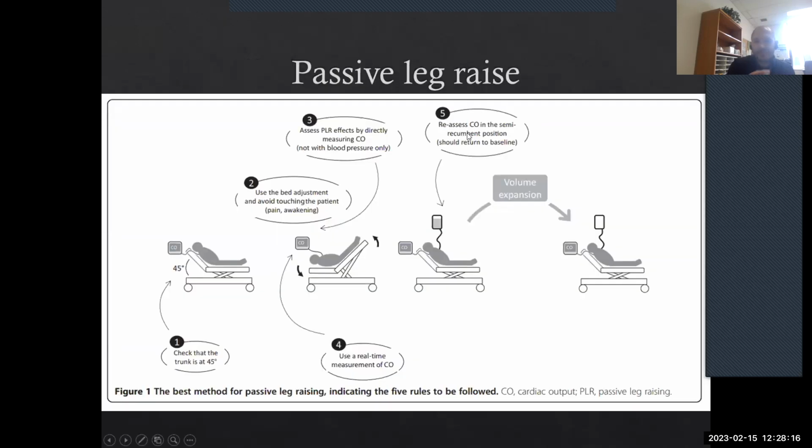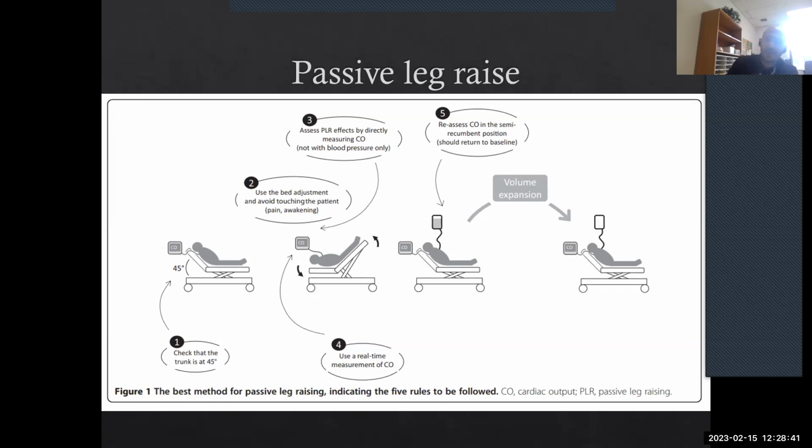The test. So this is the passive leg raise. It's quite straightforward. You start at 45 degrees. You gradually lay them down without trying to cause stimulus that wakes them up, changes their adrenergic surge, or changes their peripheral vascular resistance. Then you raise the leg and then you set them back up. And you will see on your measurement some change in cardiac output of at least 10 to 15%.